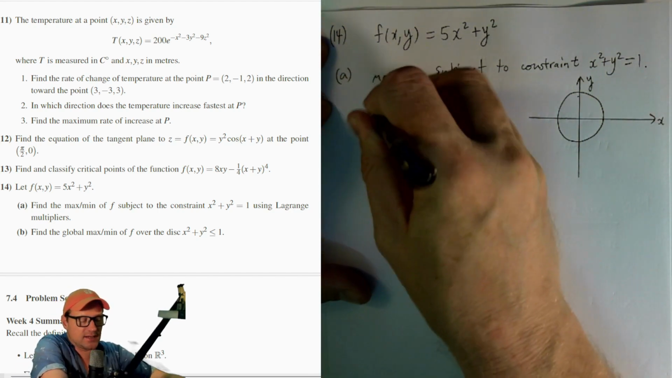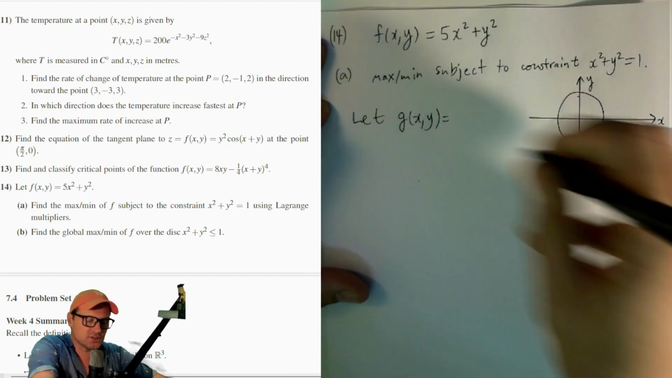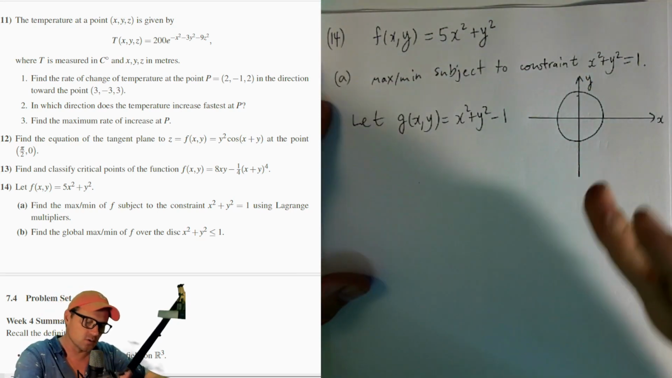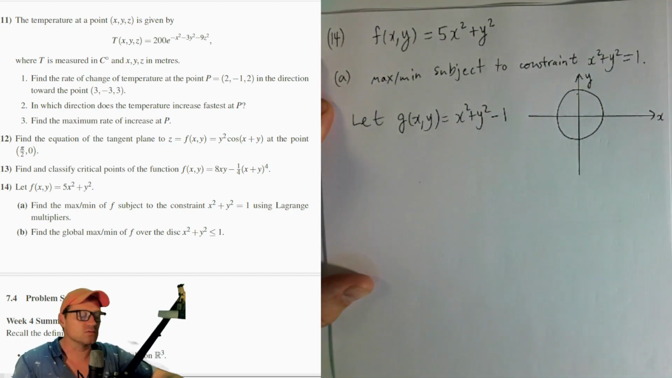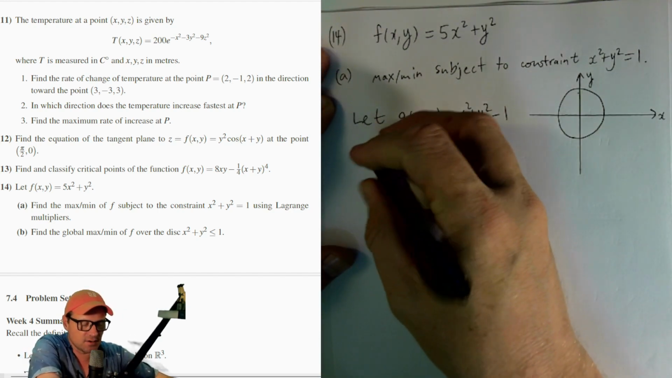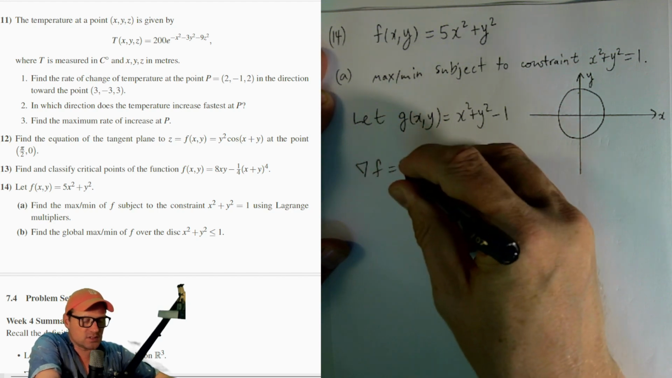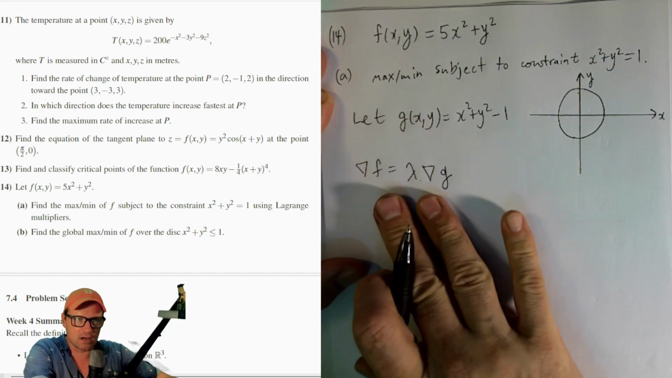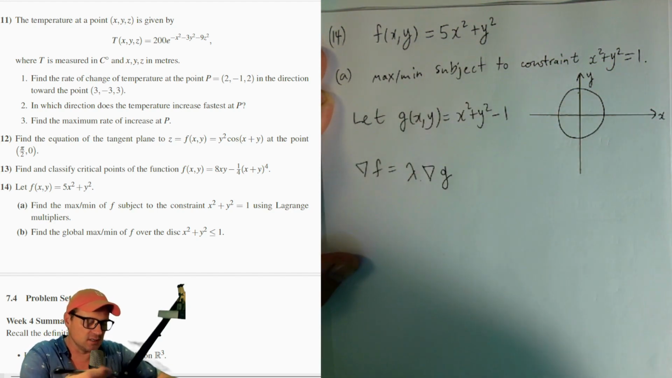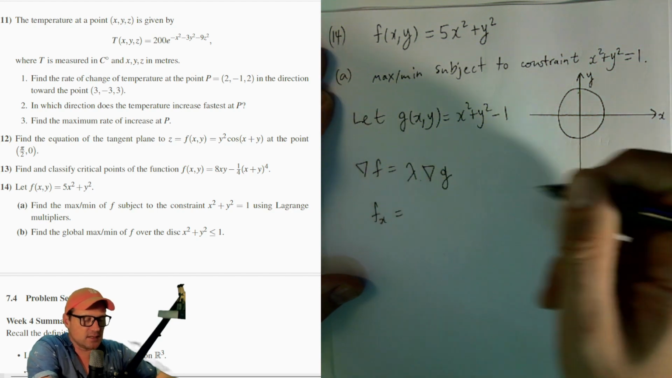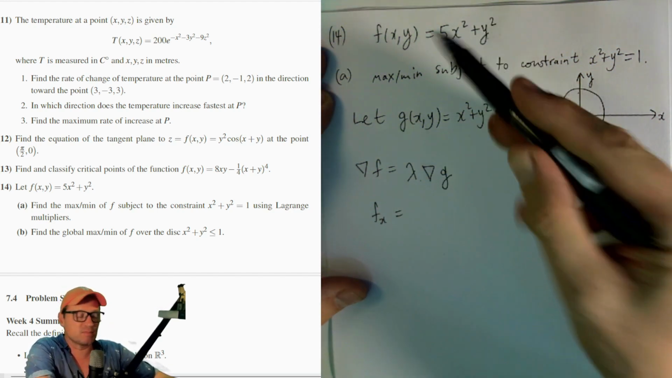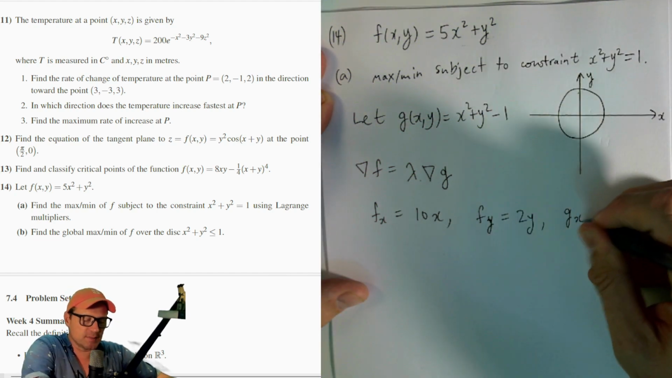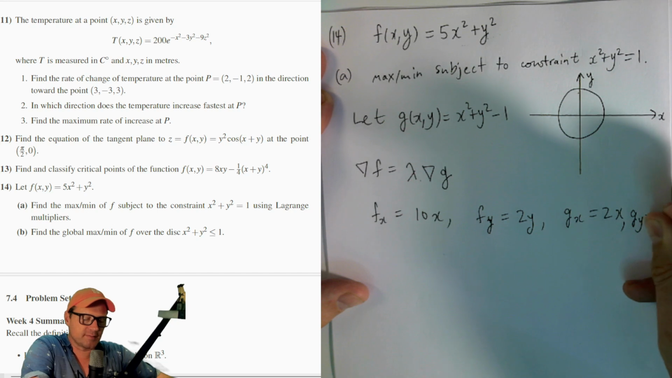So what we do is we let g(x, y) be equal to x squared plus y squared minus 1, taking that 1 over to the left-hand side. So this equals 0 where the constraint holds. The equation of interest here is grad f equals Lagrange multiplier lambda times grad g. So we need to calculate grad f and grad g. f subscript x is the partial derivative with respect to x, which is 10x. f subscript y is 2y. g subscript x is 2x, and g subscript y is 2y.